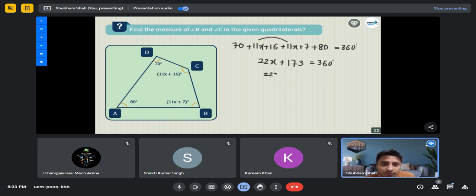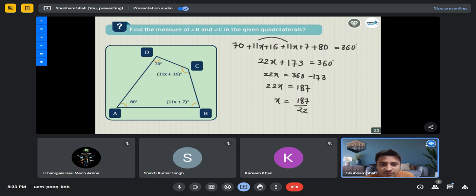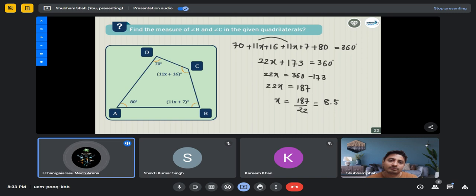So 173 equals 360. Now 22x equals 360 minus 173. So what is the answer? 22x equals how much? 360 minus 173 is 187. Yes. 187 upon 22. What is the answer? The value of x is 8.5. Yes or no? Okay, 8.5, the value of x is 8.5.